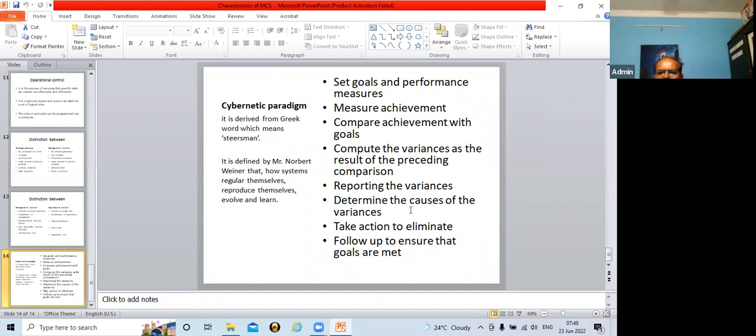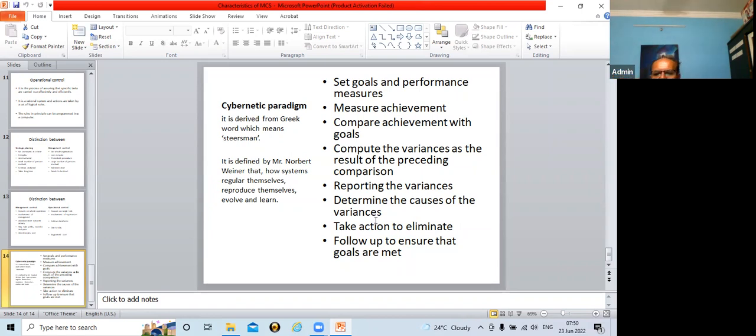Then determine the cause of the variances. Simply reporting variances will not serve the purpose. You have to determine the causes of the variances. Then take action to eliminate them. After determining the cause, you have to take action to eliminate it. Then follow up to ensure that goals are met.